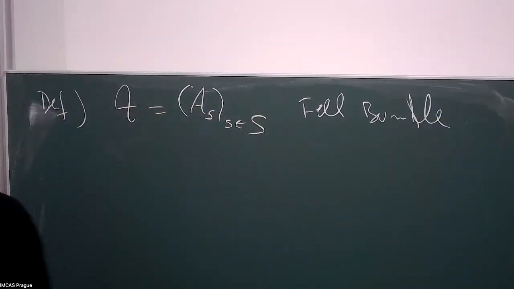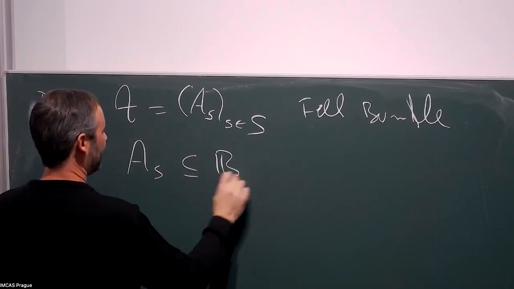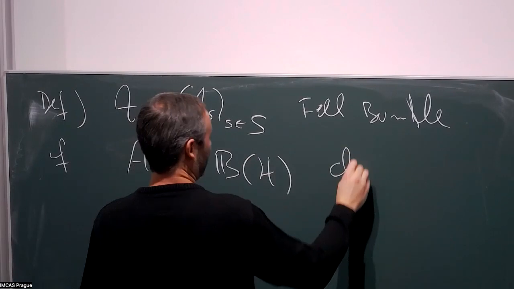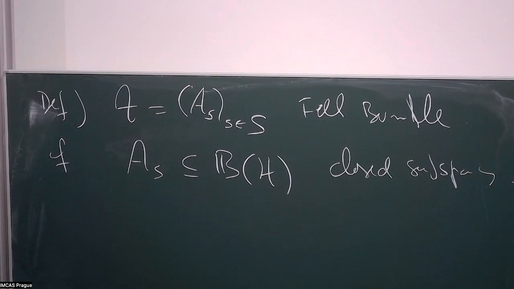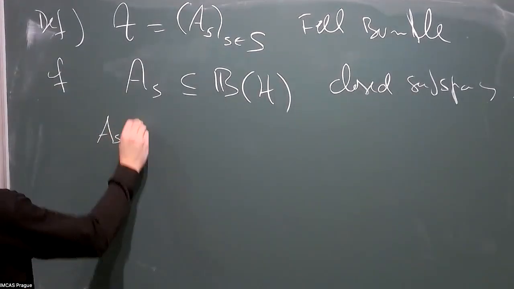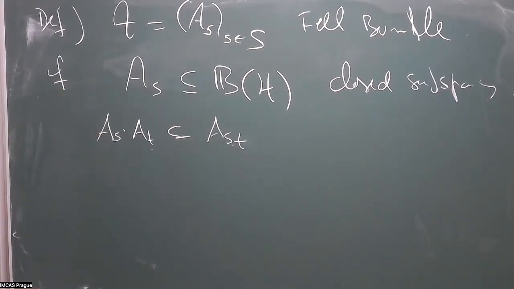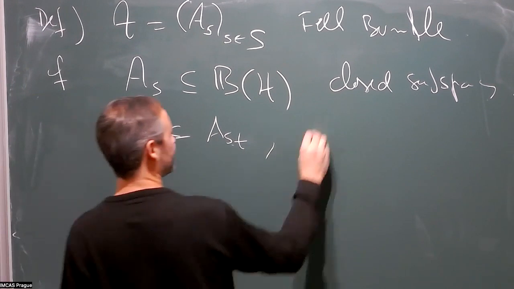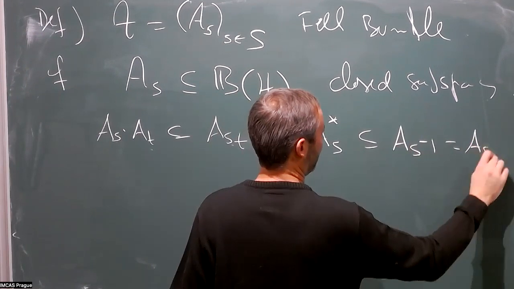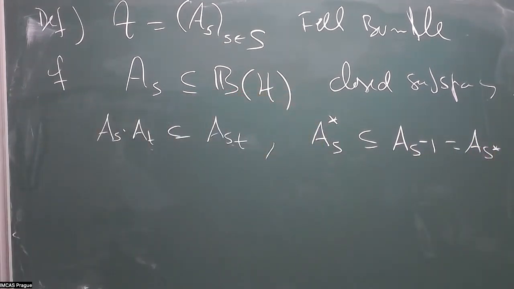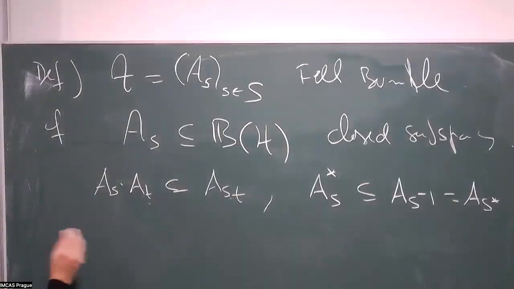We can define in the same way what a Fell bundle is. We can think that, again, it's the same as for groups. They are closed subspaces. As before, we ask that A_S A_T is contained in A_ST, so we have the operation. We still have this pseudo inverse, so it makes sense to also ask for this star. Sometimes I write star, sometimes I write inverse. It's not really an inverse in the group sense.